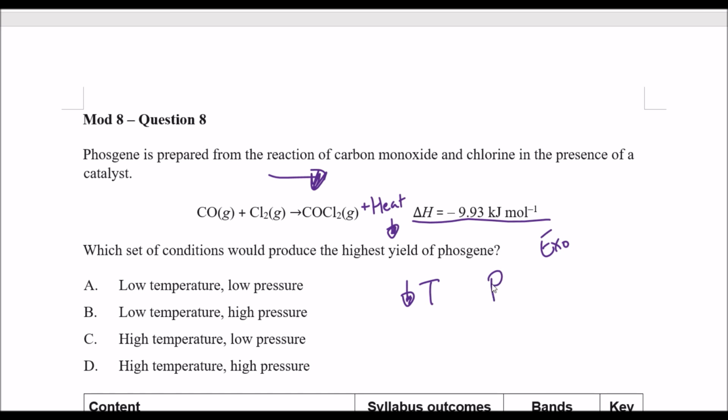The last one is pressure. We actually want a high pressure for this experiment. As you can see, there are 2 moles of reactants here and 1 mole of product over there. If it's high pressure, the side with more moles of gas will collide more regularly. So the answer we have here is B. That's question 8. Let's move to question 9, which is also our last question of this section.